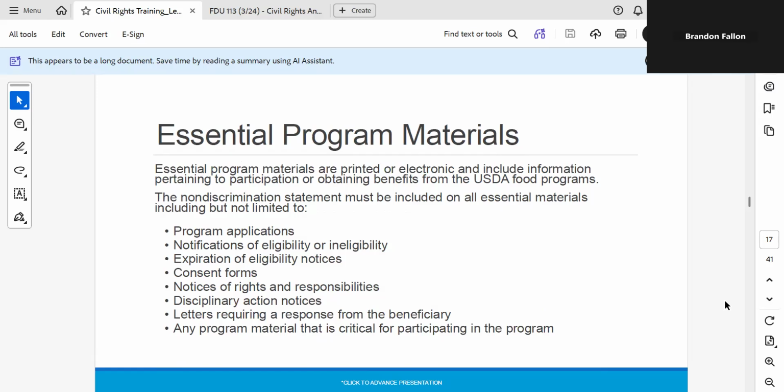Essential program materials. Essential program materials are printed or electronic and include information pertaining to participation or obtaining benefits from the USDA food programs. The non-discrimination statement must be included on all essential materials, including but not limited to program applications, notifications of eligibility or ineligibility, expiration of eligibility notices, consent forms, notice of rights and responsibilities, disciplinary action notices, letters requiring a response from the beneficiary, any program material that is critical for participation in the program.